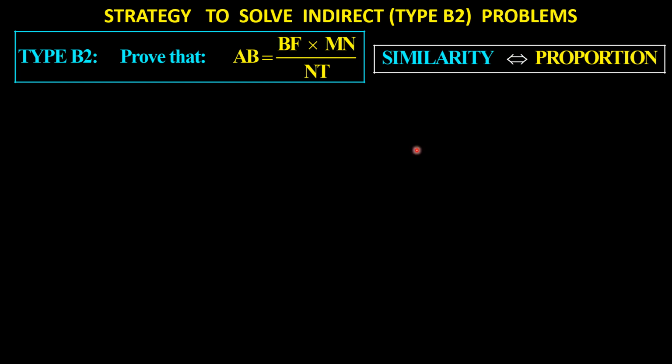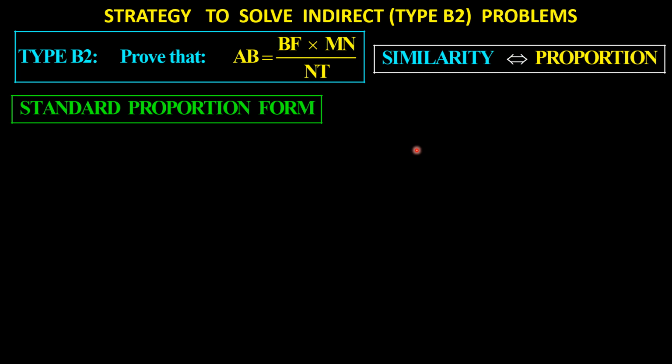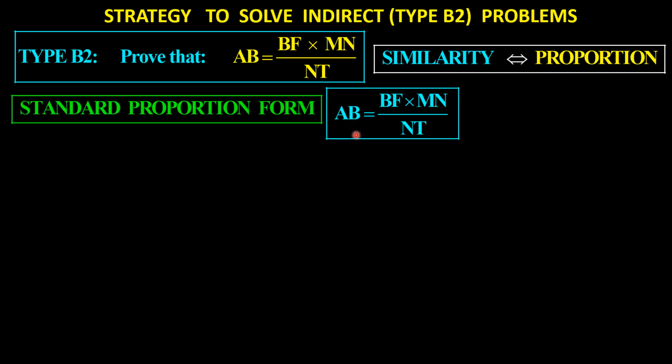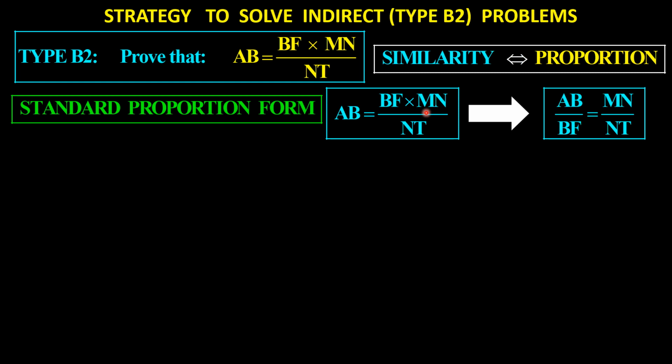So how do we go about this one? Very simple. We just write it in our standard proportion form. And what do we mean by the standard proportion form? We want AB over, so I can bring over the BF. So it's AB over BF. Or I could even have brought over the MN, it doesn't matter. So just take any one of the numerators. So that becomes AB over BF, and there we have it in the standard form. And this standard form is actually our type B1, and we know what to do with that.